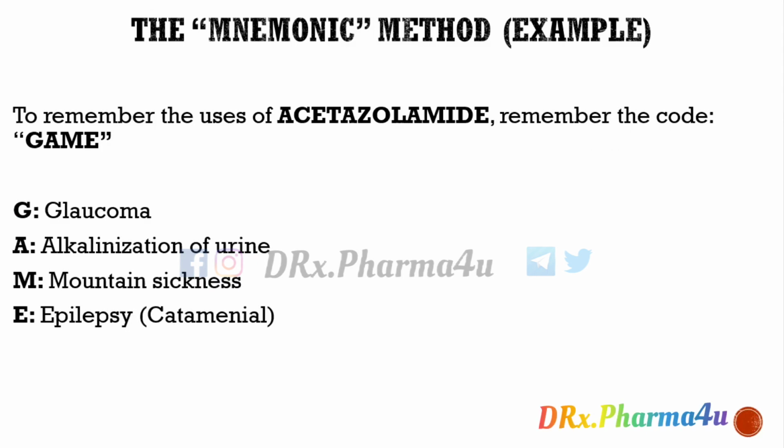To remember the uses of acetazolamide, which is a carbonic anhydrase inhibitor, you can remember the code GAME. G stands for glaucoma, because it is a carbonic anhydrase inhibitor. A is alkalinization of urine, because it's a basic molecule. M is mountain sickness, especially in people who go on trekking trips to higher elevations, who have a problem of mountain sickness due to the low concentration of oxygen. Acetazolamide helps in that. And the fourth is a very interesting type of epilepsy that usually happens in females.